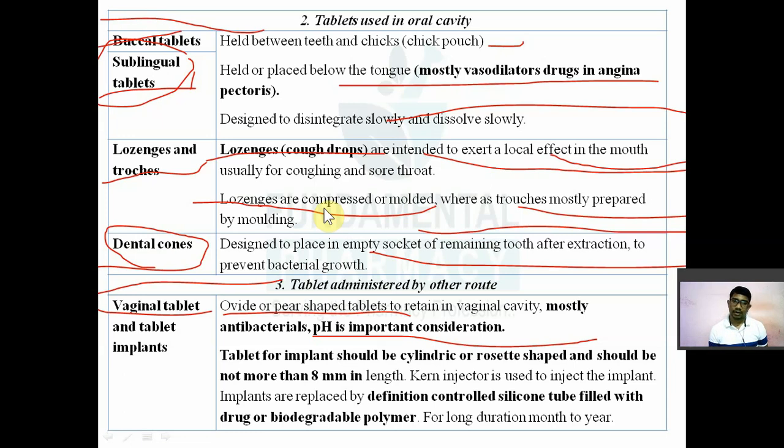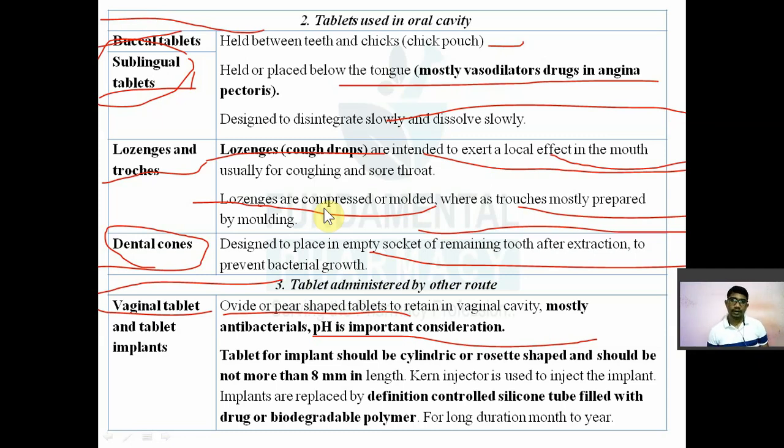And if your tablet pH is different than the vaginal pH, then what will happen? There will be irritation in that area, so it will irritate your cavity. Okay, so that's why pH is a very important consideration there. Again, they are also meant for local effect only. From that part it will not be absorbed systemically. So whatever antibiotics you are using through a vaginal tablet, they will act locally, on the mucous surface of the vagina.